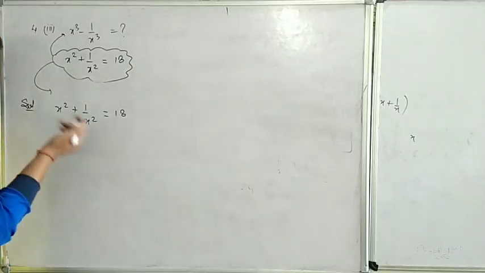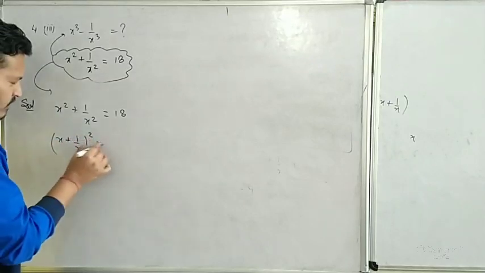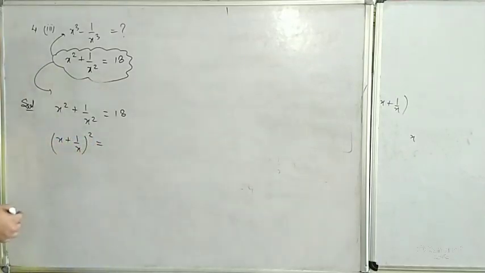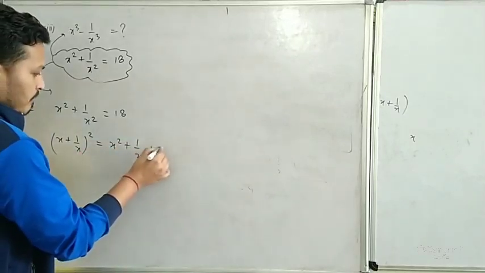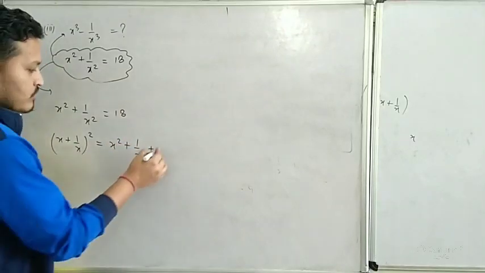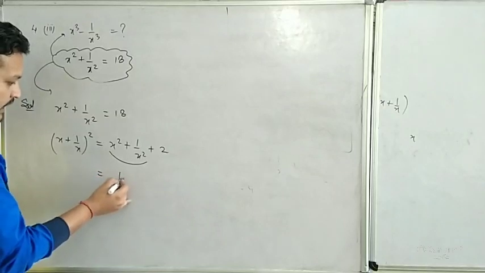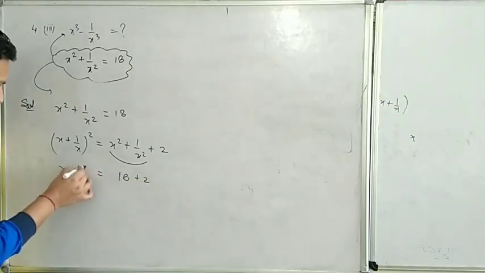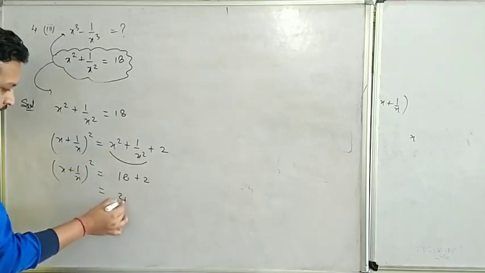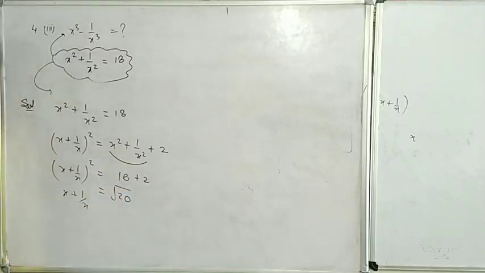As you know, what is x plus 1 by x whole square? x plus 1 by x whole square is equal to x square plus 1 by x square plus 2 into x into 1 by x, which means 2. The value of x square plus 1 by x square is 18, so 18 plus 2 is 20. So x plus 1 by x whole square is 20, so x plus 1 by x is equal to plus or minus root 20.